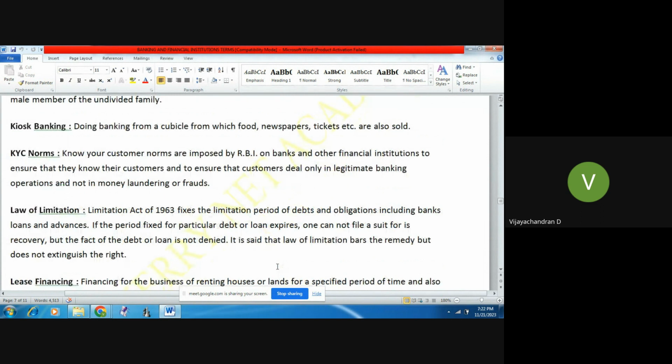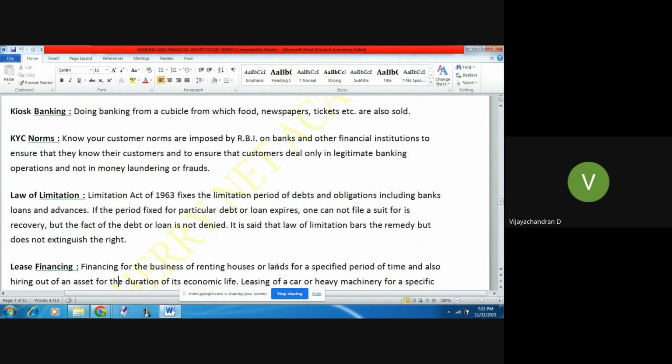Law of limitation. It fixes a limitation of the period of debts and obligations. So up to which period they will give the debts, loans and advances, that period. For the purpose, how much period they have to give the loan.